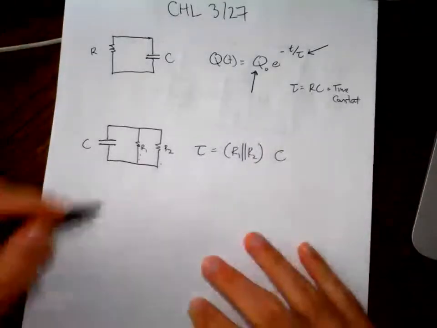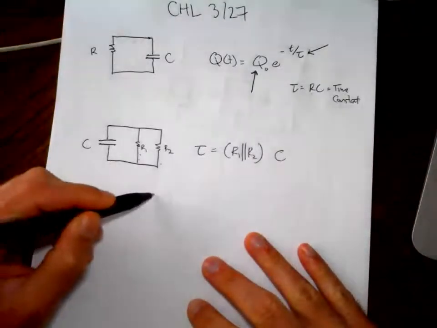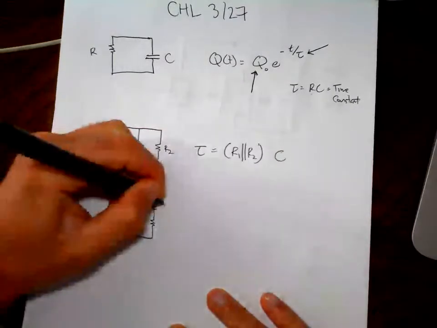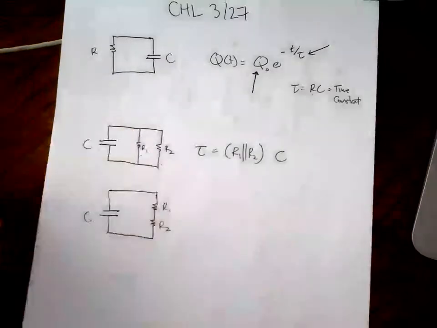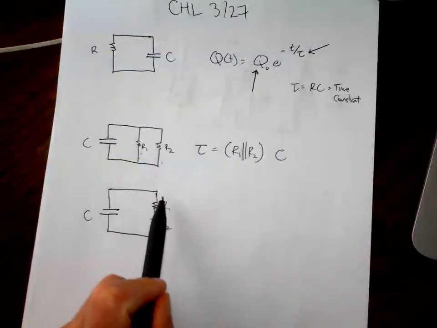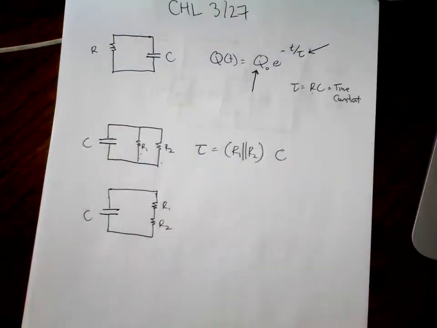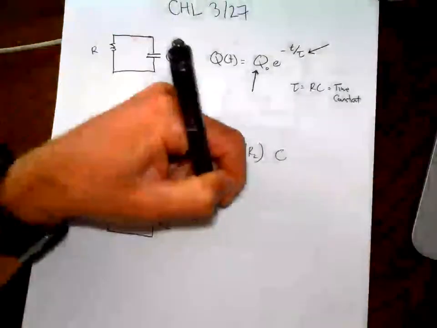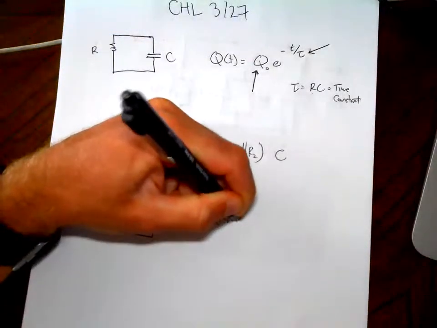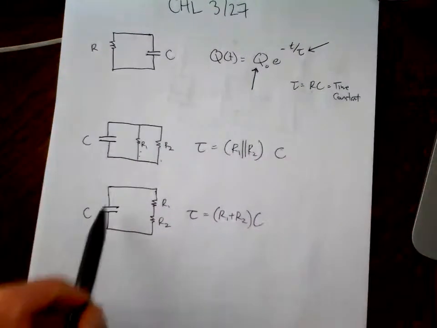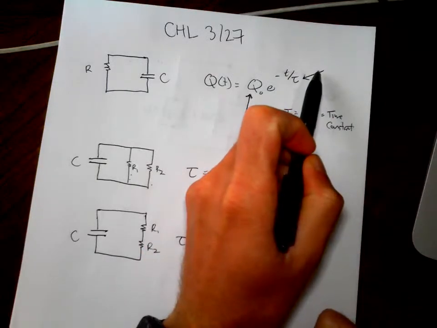Similarly, like that. And that's R1 and that's R2. In this case, you can see that the capacitor is discharging through the series combination of R1 and R2. And so in that case, our tau is going to be R1 plus R2 times C. All right. So I think that takes care of how to determine the time constant.